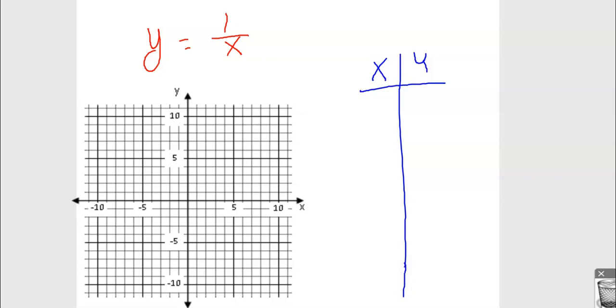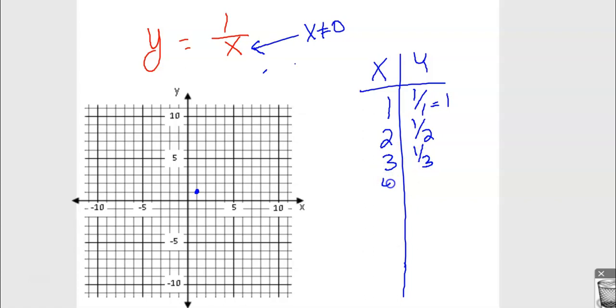Now this one's an interesting graph. So if I plug in, you remember here x cannot be 0. So I can't put 0 in the xy chart. But if I put 1 in, 1 divided by 1 is just 1. So I know I have 1, 1. If I plug 2 in, that's 1 divided by 2. If I plug 3 in, that's 1 divided by 3. Plug 4 in, that's 1 divided by 4. And what happens if I plug in just a half? So 1 divided by 1/2, that's 2.